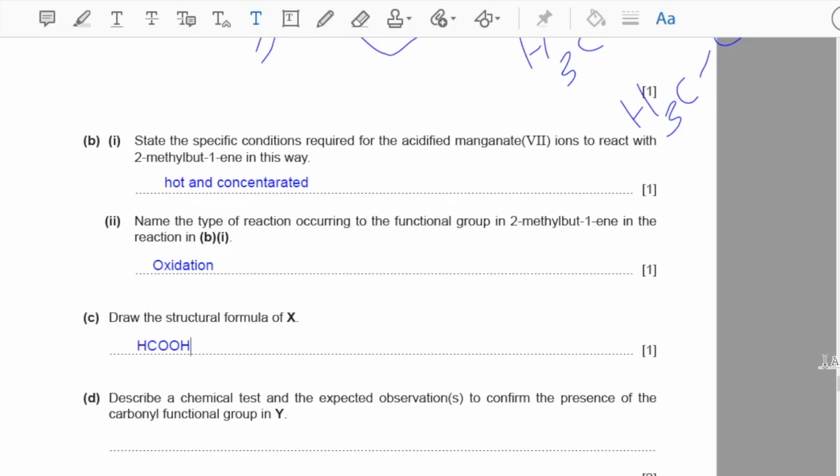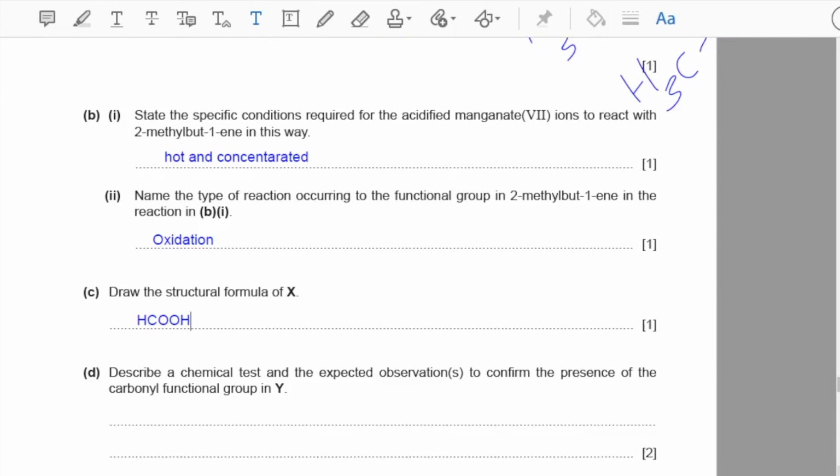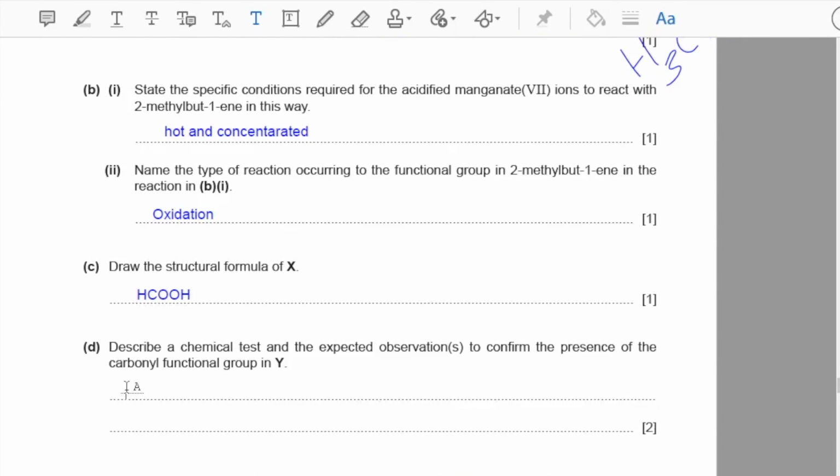Part D, describe a chemical test and the expected observation to confirm the presence of the carbonyl functional group in Y. For carbonyl compounds, we have 2,4-dinitrophenylhydrazine. If a carbonyl compound is present, that would give an orange precipitate.